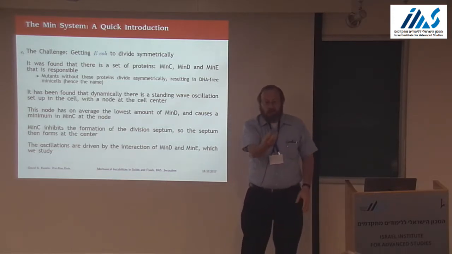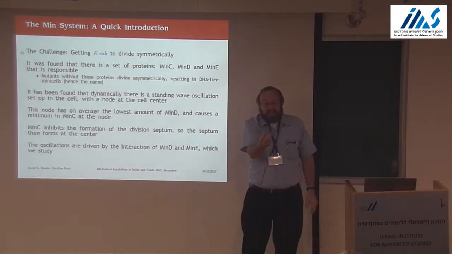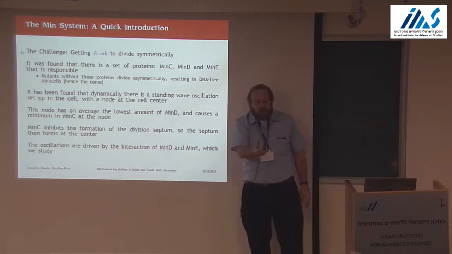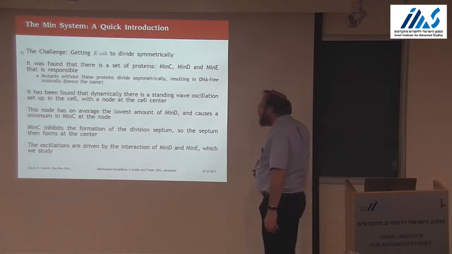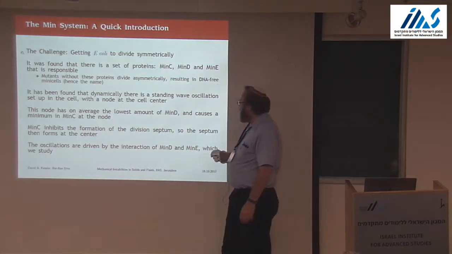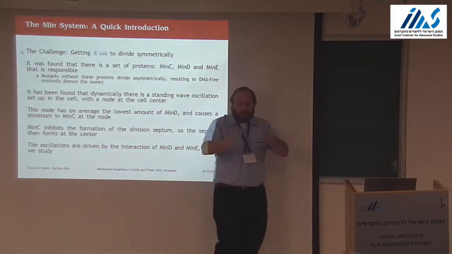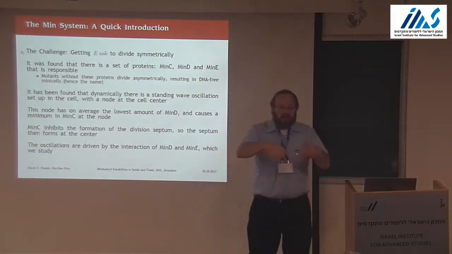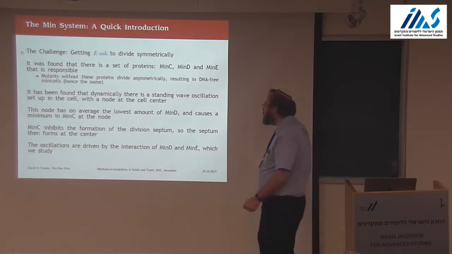If you look in the middle, you can tell where the middle is, because the middle is this thing that's not oscillating. The amount of Min at the ends is oscillating, and at the center it isn't. So the cell now knows where the center is. The node has on average the lowest amount of MinD, and that causes a minimum of MinC at the node, and that's involved in setting up the physical mechanisms that cause the cell to split.